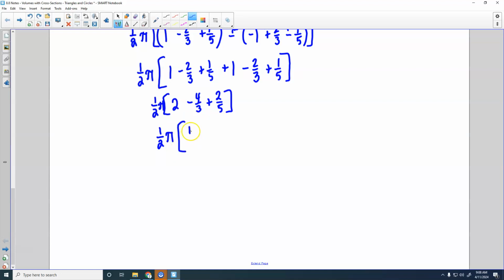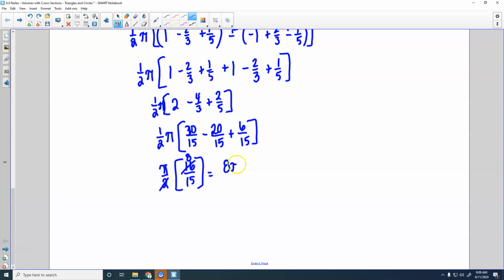So you got 10 over, no, we needed 15. So we got 30 over 15 minus 20 over 15 plus 6 over 15. I'm going to do pi over 2 there. Alright, so we got 30 minus 20 gives us 10, plus 6. We got 16 over 15. That 16 can reduce with that 2, so that'll make this 8. And that'll go away, and we'll get 8 pi over 15. So that would be our volume of that figure.